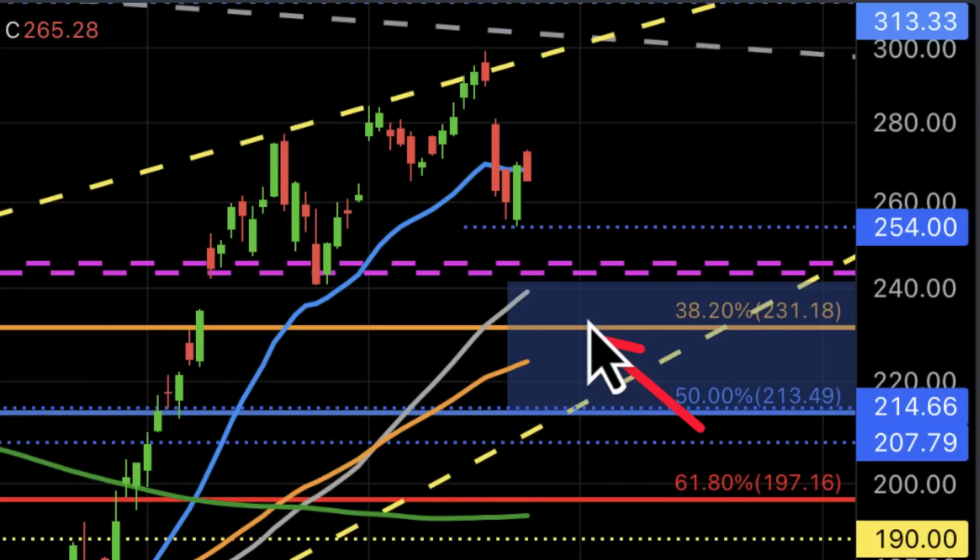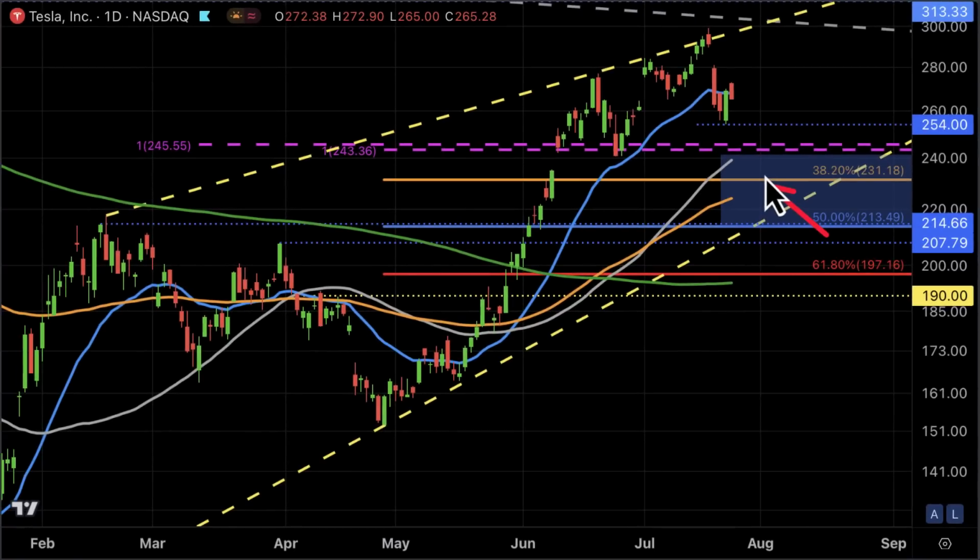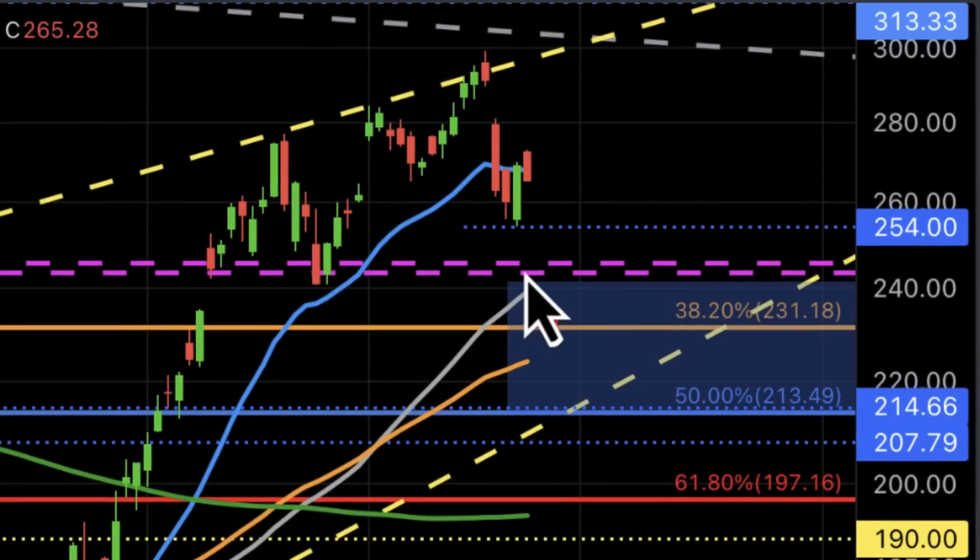So if I was to put a region, I mean, we've mentioned a number of levels here. We've mentioned this 50 SMA and symmetrical projections here, which puts it about 245, 243. We mentioned the 38.2% retracement here, 231. And we mentioned the prior high of February, which puts it about 214, 215. Okay, so if I was to put a region, a zone, which I think is going to get tested, I would say between 245 to 214.